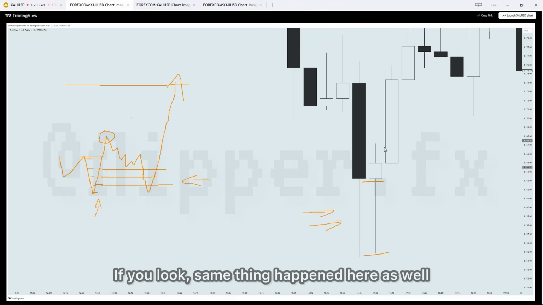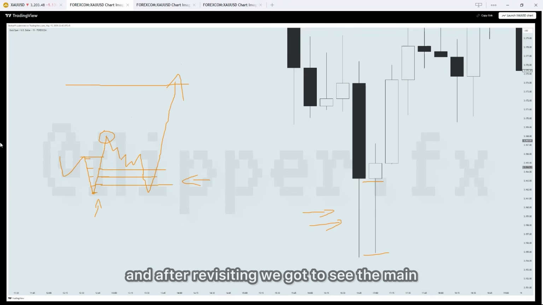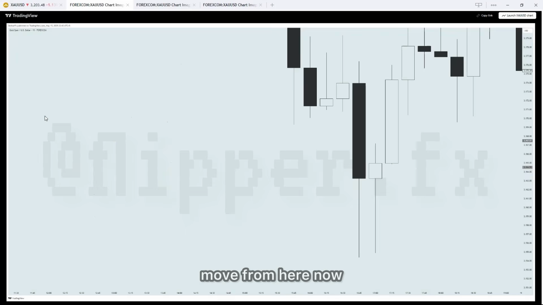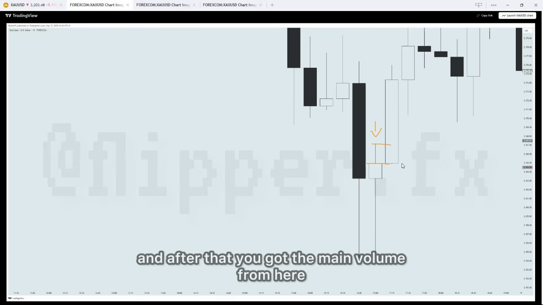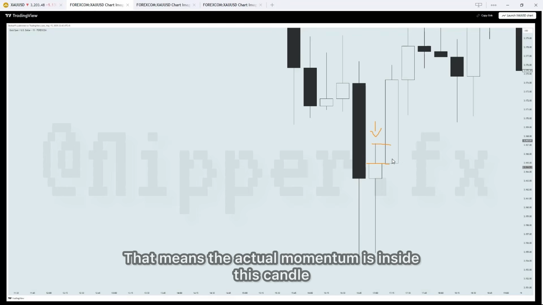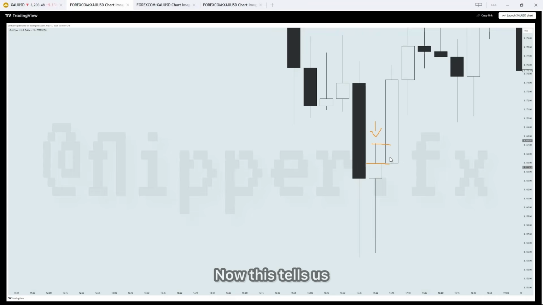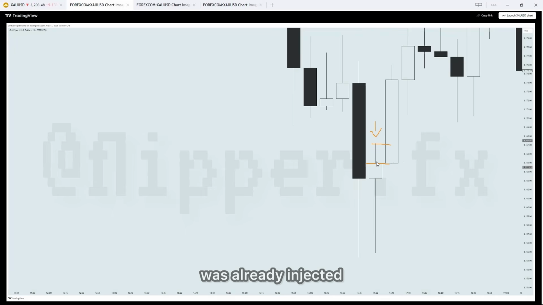If you look, the same thing happened here as well. The market revisited this area, and after revisiting, we got to see the main move from here. Now, if we see further here, if you look at this candle when the orders were closing and the market was moving up, the market came up to this point, then dropped, and after that you got the main volume from here. That means the actual momentum is inside this candle. Now, this tells us that even before the candle opened, the order was already injected.